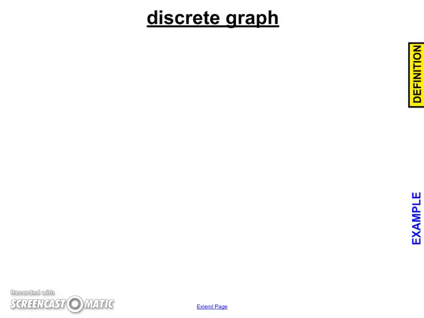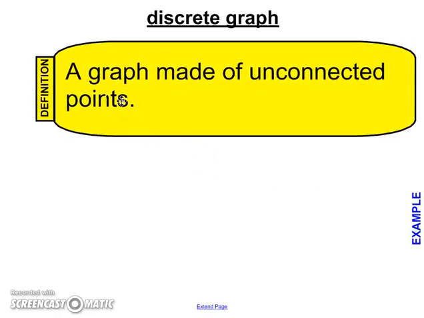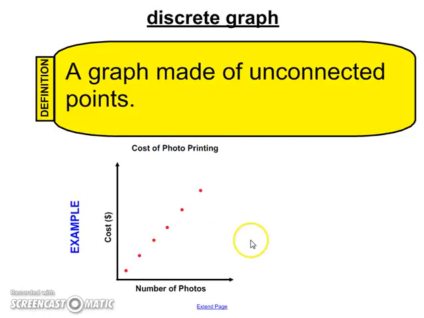And so, because the action is always happening, we're going to go with a continuous line or a curve. The second type of graph we're going to talk about is a discrete graph, and this is a graph made up of unconnected points. Now here's an example of a graph, the cost of printing photos. We have the number of photos across the bottom, and we could number this 1, 2, 3, 4, 5, and so on. The cost of those photos is on the y-axis.